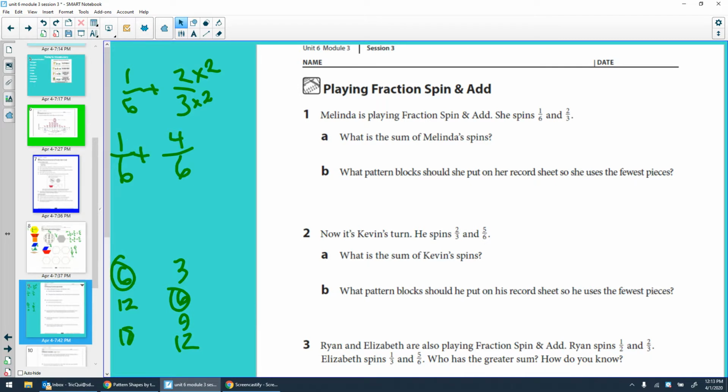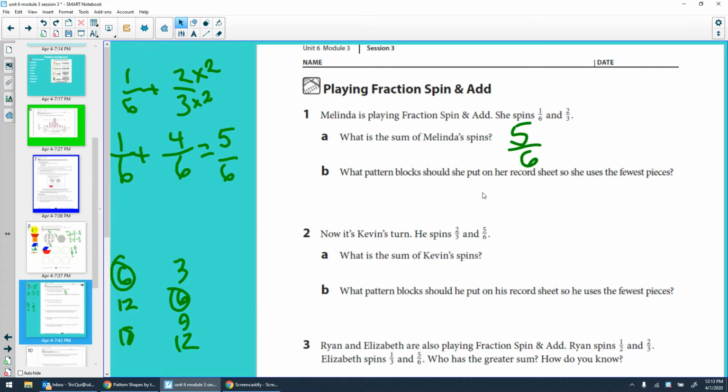Now we have a common denominator. We can add straight across. So in short, 1/6 plus 2/3 equals 5/6. That would be your answer right here. The sum of her spins is 5/6.